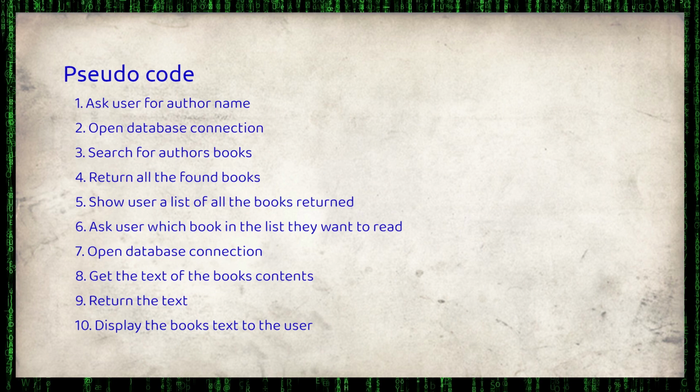So for instance, when you ask for the author name, the second step is to open the database. Well, that's a little bit of a problem. Let's say it's a website; the website cannot open a database. It has to call something on the server to open the database. So there's already a separation between your code there.